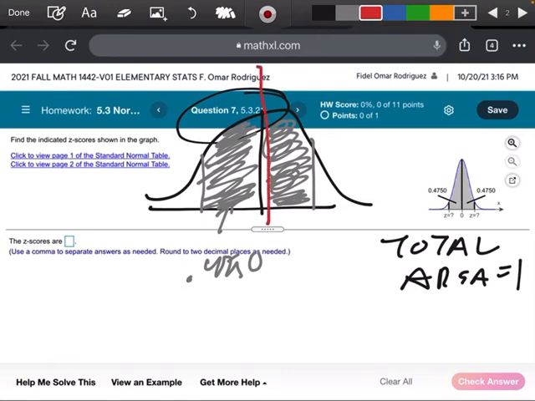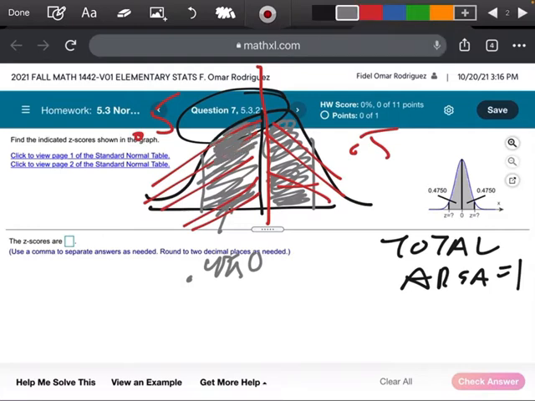So first thing I want us to remind ourselves, the total area, y'all, is equal to 1, right? So the total area is equal to 1. Then if I were to cut the graph in half and say, what would the area there be? That area would be 0.5. And so the area over here would also be 0.5.